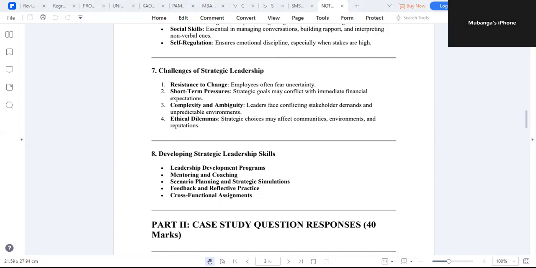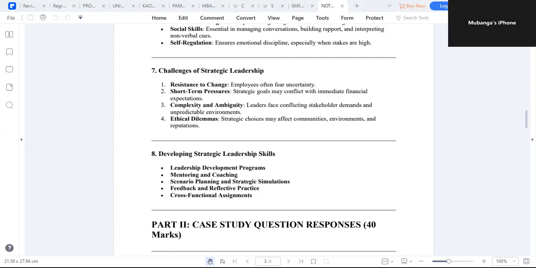Mentoring and coaching. So learning from experienced leaders can be an invaluable asset. So mentors and coaches who offer guidance, they'll share their real life experiences and help upcoming leaders to grow confident in their skill. Scenario planning and strategic simulation.